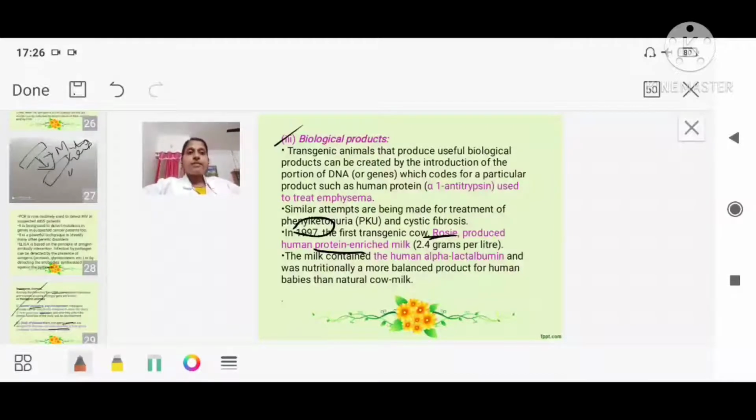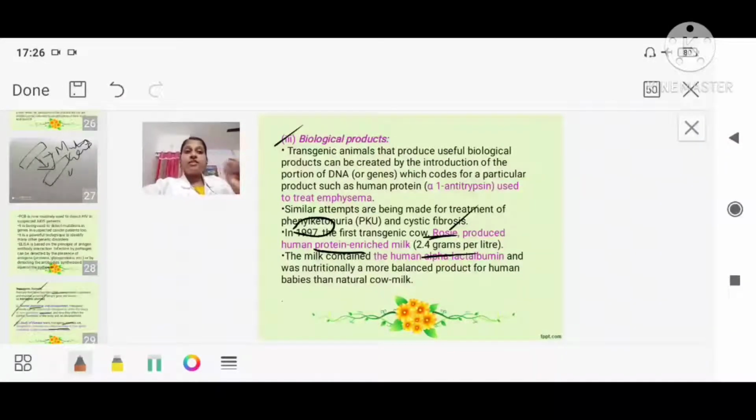So in that case, what they did is that they developed a transgenic cow. Okay, the name of the cow was what? Rosie. And this Rosie was producing human protein, which is needed for the development and growth of the human. How much was it producing? It was producing 2.4 grams per liter. In 1 liter, that protein, 2.4 gram, was there. So that milk is containing human alpha lactalbumin.